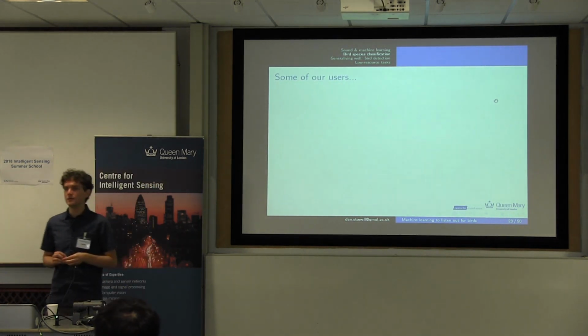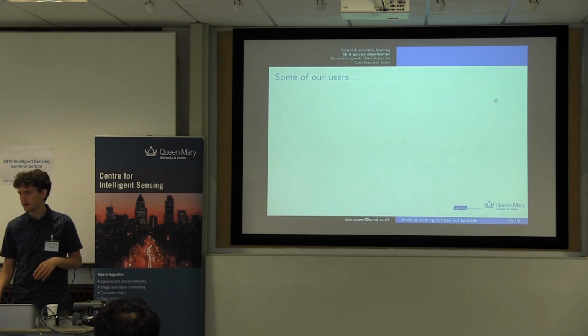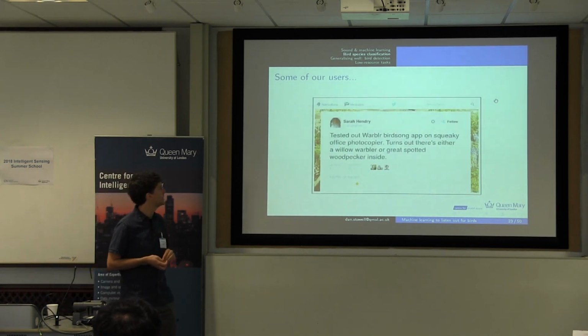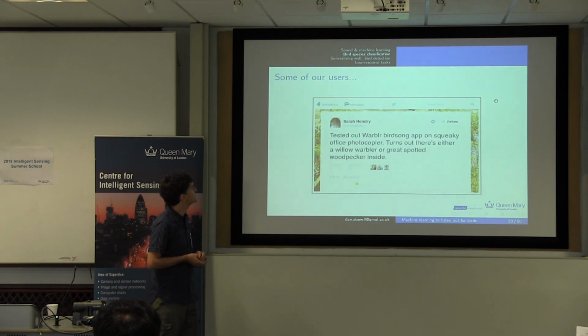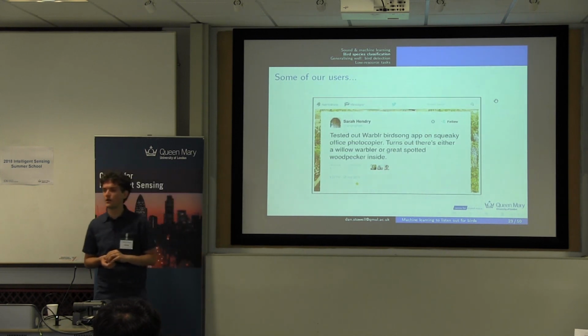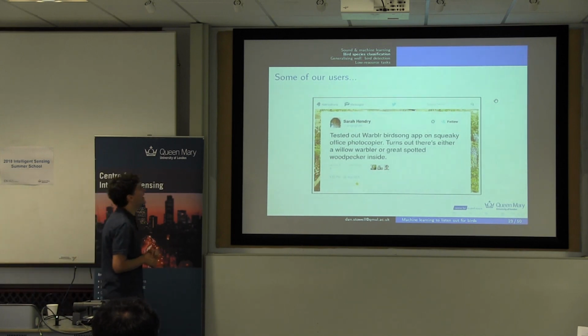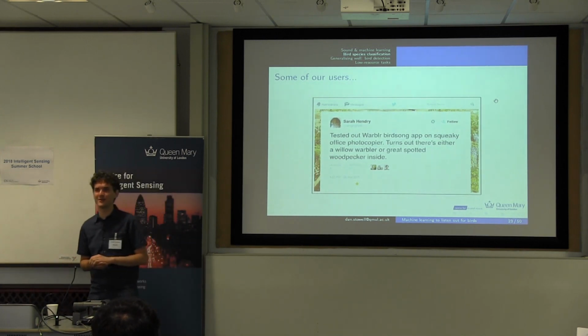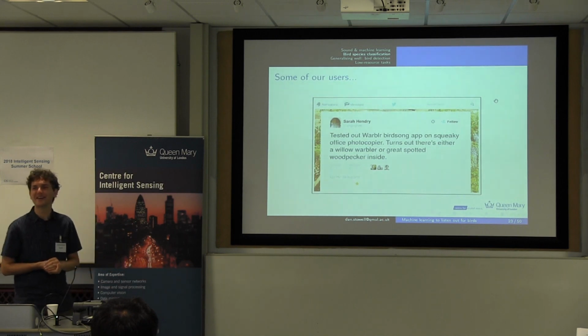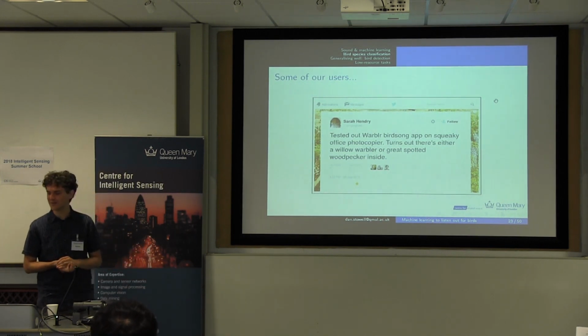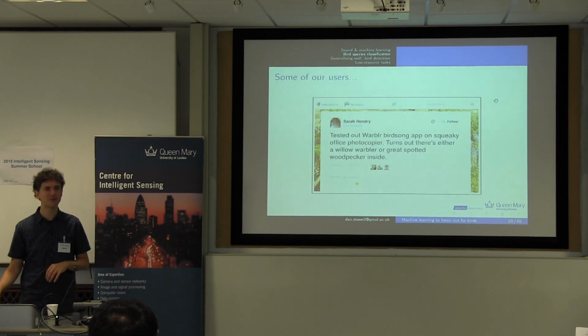One thing that you'll find when you deploy an app and give it to the general public is that they might do things you don't expect. So here's a tweet where someone said they tested out the Warbler app on their squeaky office photocopier. And we get a lot of this. We get a surprising amount of bird imitations. We get random recordings that might be children or might be birds, and we can't tell the difference.